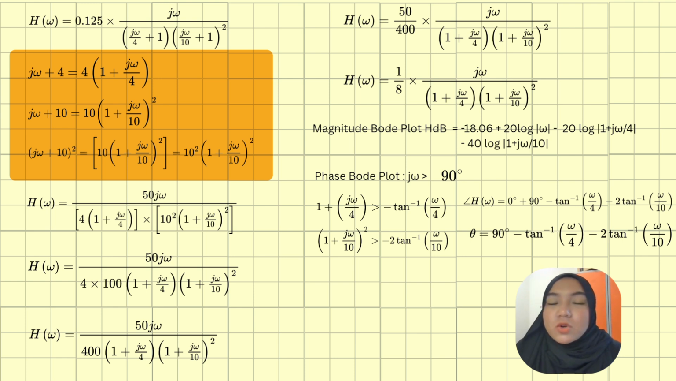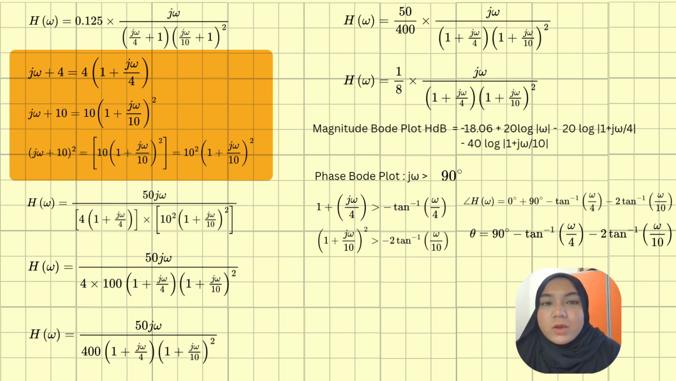And then the next is H(ω) = 50jω over 400, because 4 times 100 is 400, and then (1 + jω/4) times (1 + jω/10)². And then how do we get 50? Because 0.125 times 400 we get 50, or if you want to confirm it, we can divide 50 by 400 and then we will get 0.125, so it's the same thing.